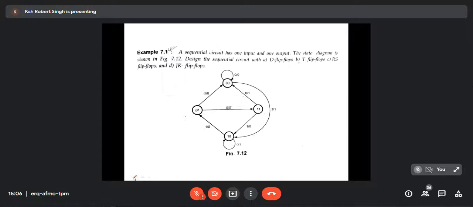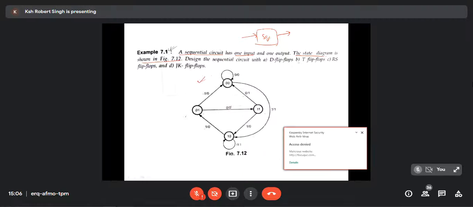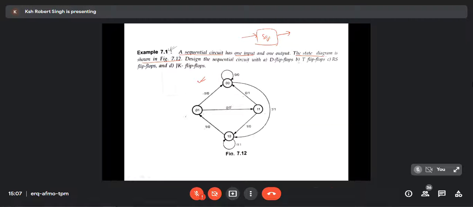So we'll just see in the exam, I can ask anything. For example, you have a sequential circuit with one input and one output. The state diagram is shown in the figure. This is my state diagram. They're saying design the sequential circuit with a D flip-flop. They are asking to implement the circuit for this particular state diagram so that the circuit should perform the same.